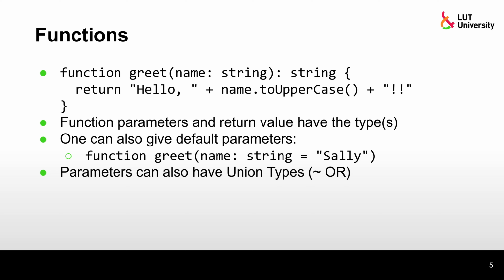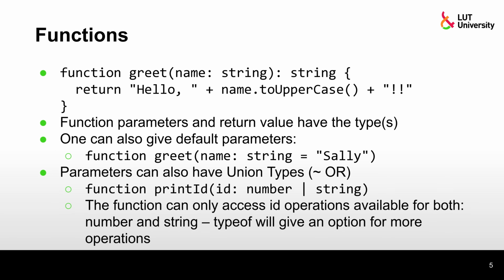Parameters can also have union types, which is like the OR keyword. So we have a function printId, and it's getting a parameter called id. It can be a number or it can be a string. So this id can accept something like 42 as a number or a string, something like id-42. Both ids would be valid.